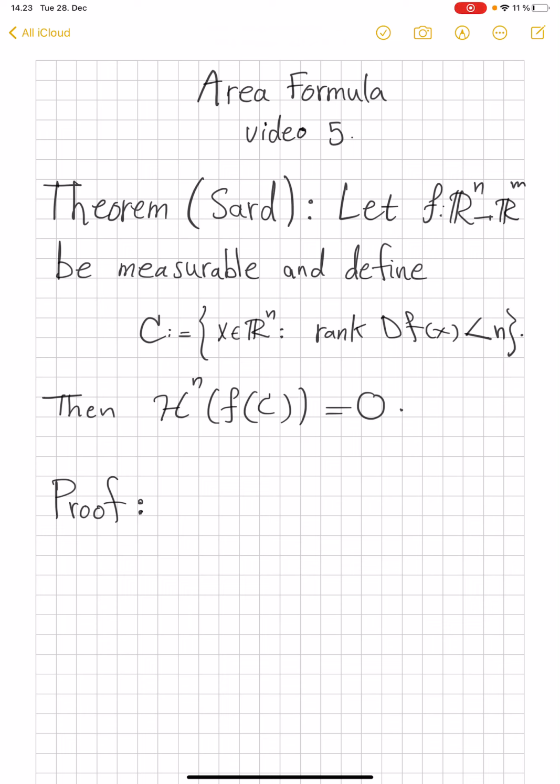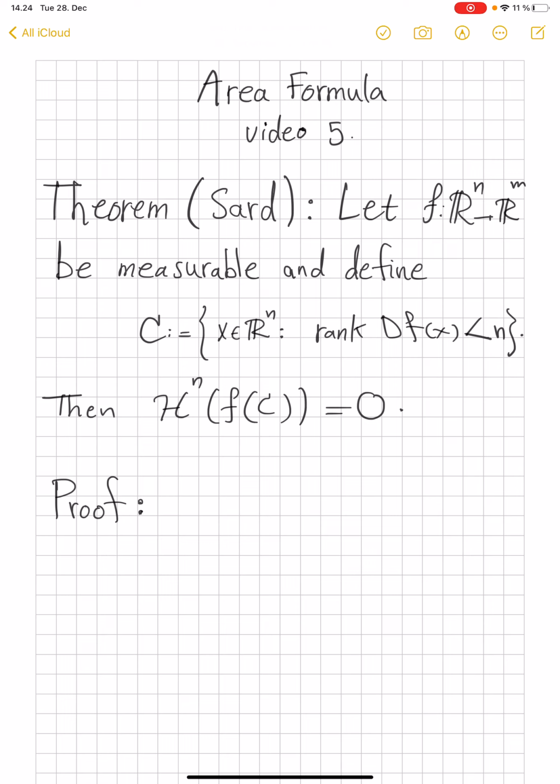Hi, in video 4 on area formula, we did complete one proof of area formula. And one of the key parts was to show that the critical set of the function has image with Hn measure 0. And that is called Sard's theorem. It is very much related to the Morse-Sard theorem from differential manifold theory.